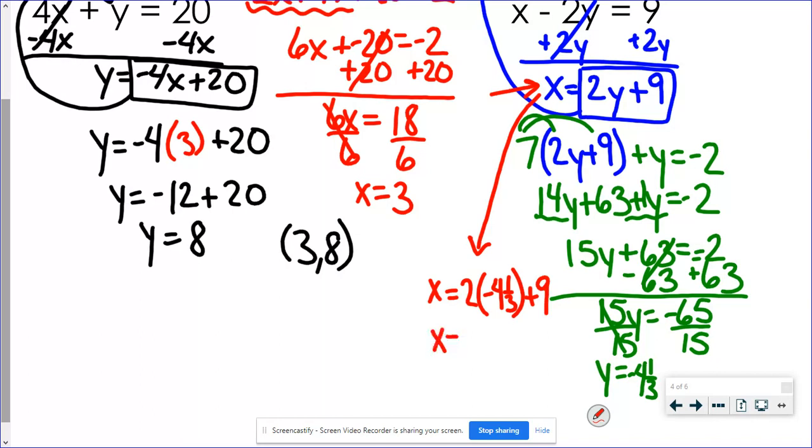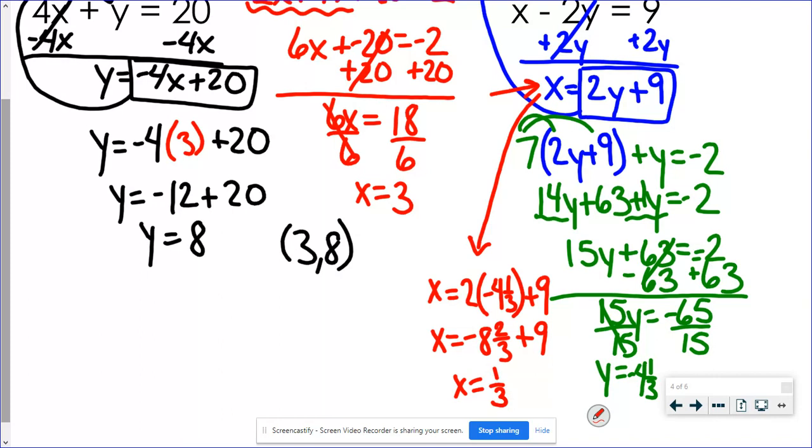Well, you could make that into an improper fraction, that'd be fine. But 2 times -4 1/3 is going to be -8 2/3 plus 9. Those are different signs, so we're going to subtract. So I get that x is 1/3.